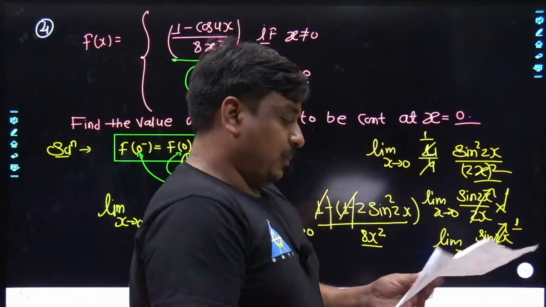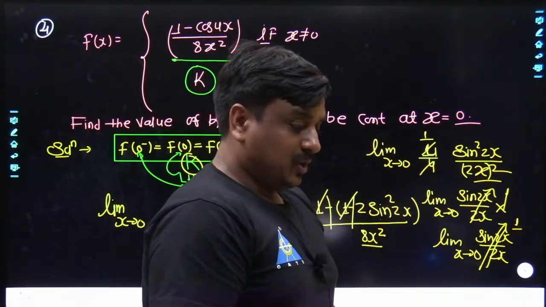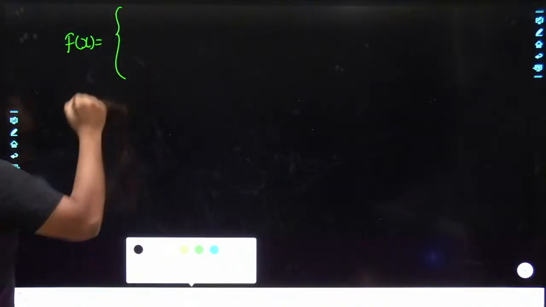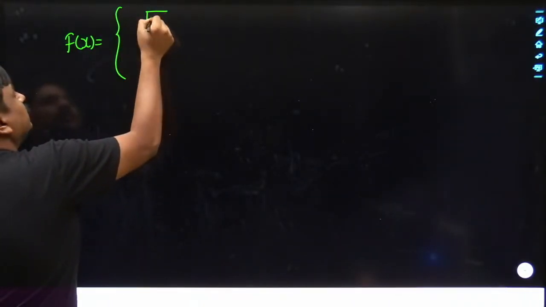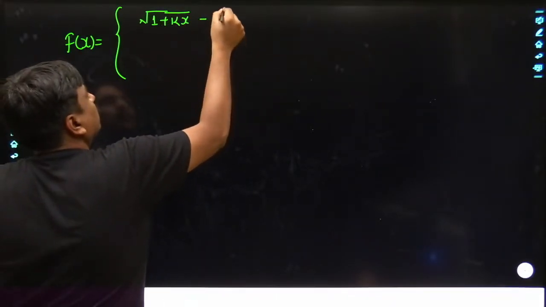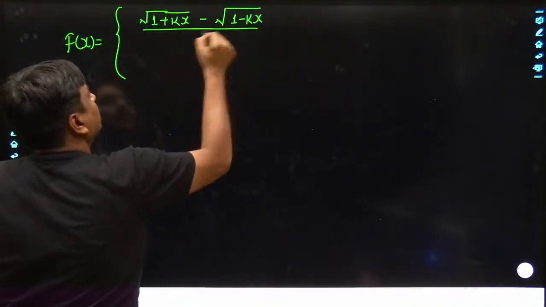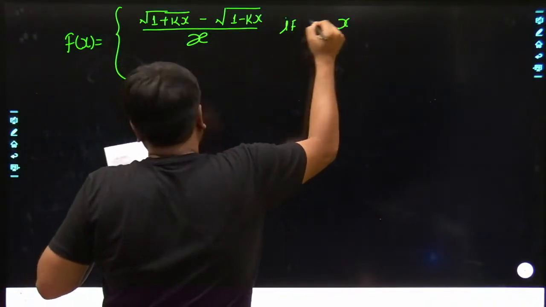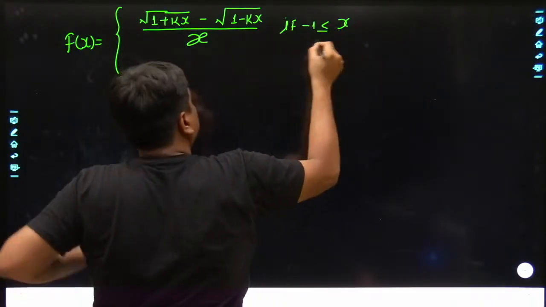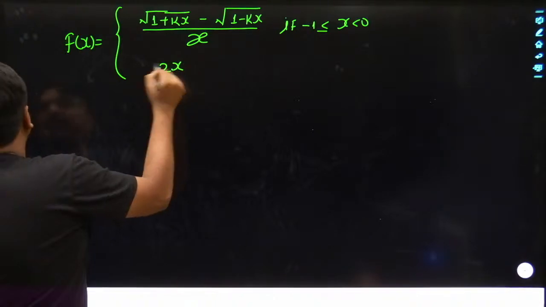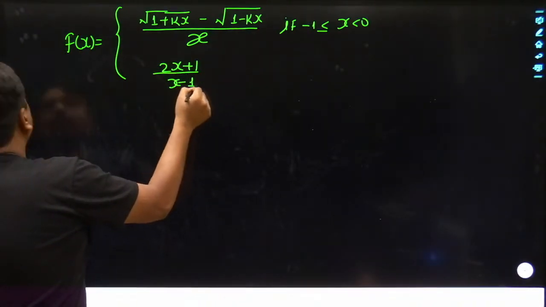In the same sequence, let me take another problem, and that would probably be the last question of the day. Again, we had a function f of x, which has been defined in two parts. The first part was 1 plus k of x minus root over 1 minus k of x, divided by x. And this part of the function is valid when x is in between -1 till 0. And now at x equals 0, the nature of the function changed. It changed to 2x plus 1 divided by x minus 1.